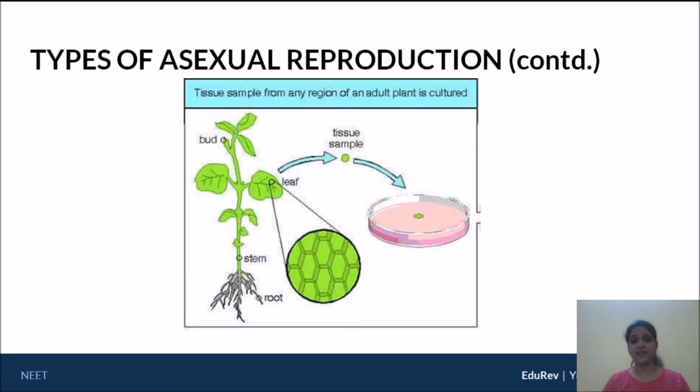Now let's look at a practical example here. We can take a piece of the bud. We can take a small portion of a leaf as the explant. We can take a small portion of the stem for that matter, or even a small portion of the root. So any part can behave as an explant tissue sample, and I can grow this either in a petri plate or in a test tube.